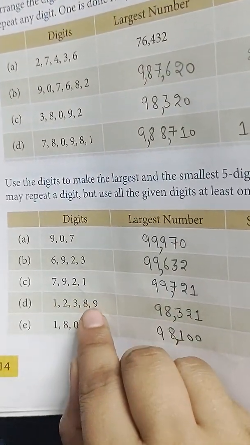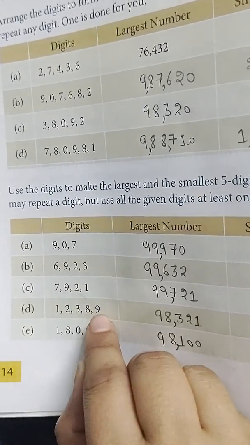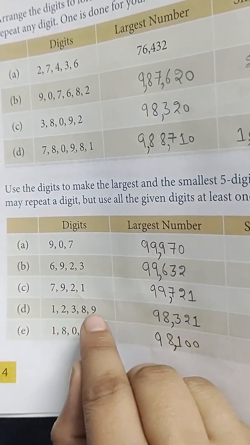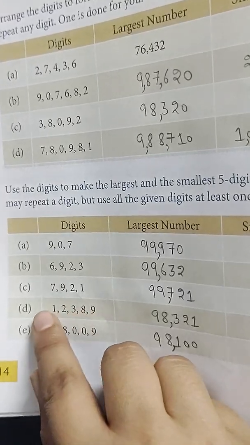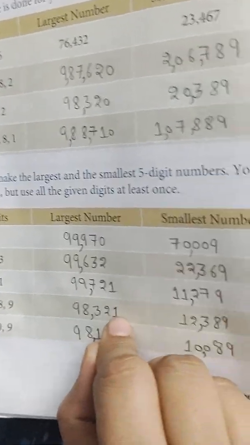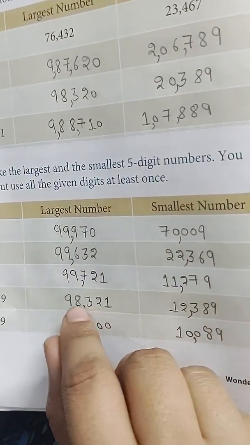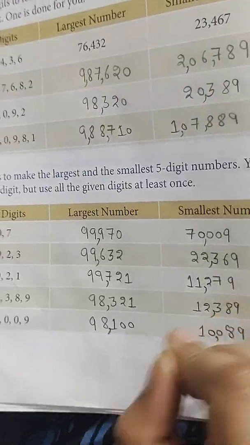Here we are already given a 5 digit number, so there is no need to repeat a digit. You can start from here: 98321, like this you can get the largest number. And for making the smallest number, 12389, like this you can write the smallest number.